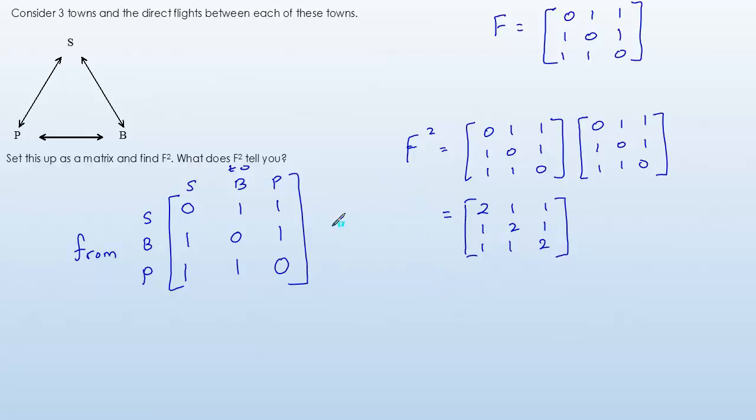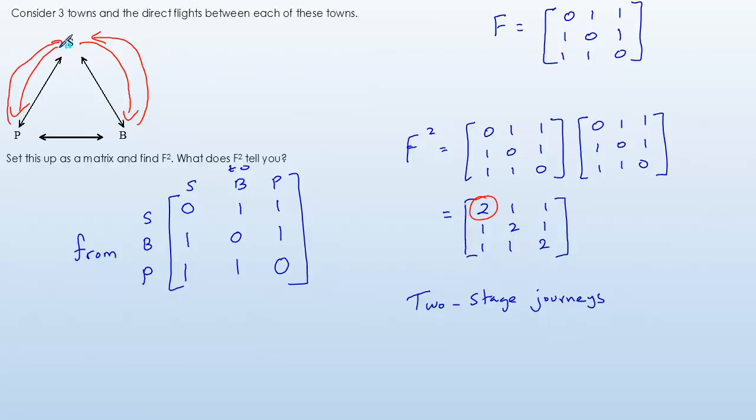Now, what does f squared tell you? Well, I can tell you it's the two-stage journeys. Just as an example, let's consider this 2 here, which would be S to S. There's 2 ways of doing that. We could go to B and then fly back again, or we could go to P and then fly back again. So there's 2 ways of going from S to S.